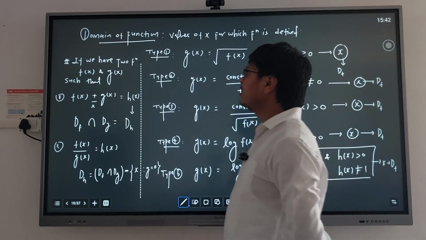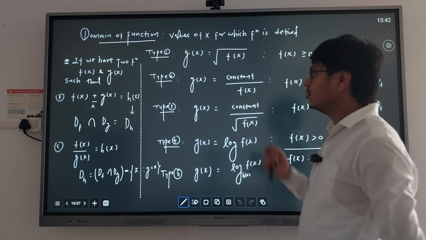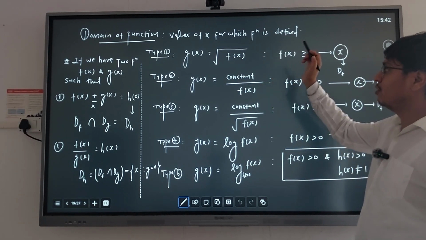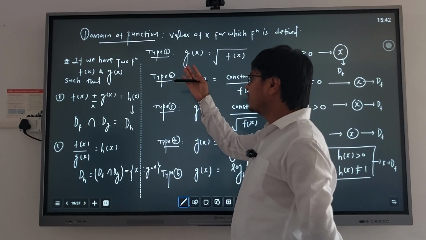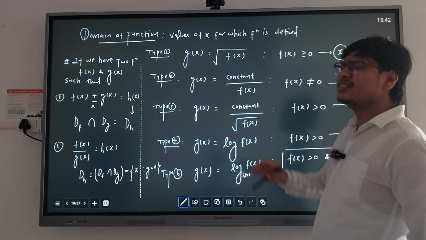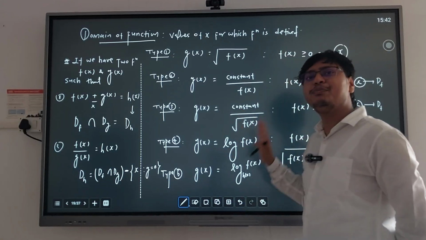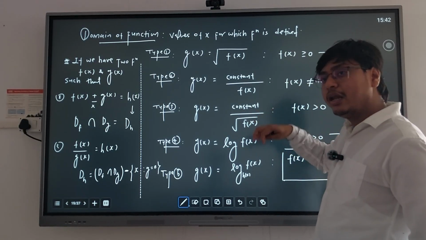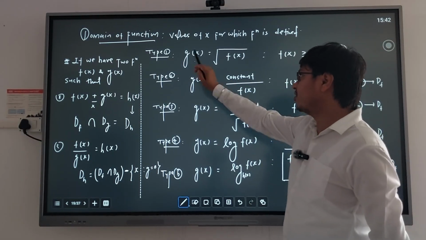Okay. Next, domain of a function. We already learned about the domain of a function, but we define the values of x. X values are called the domain. Values of x for which the function is defined are called the domain of the function. So we learn the different types of functions, and there is no direct formula for the domain of functions. There is no formula. This is purely conceptual, and we have to learn it with exercises. Okay. So this is the first function.